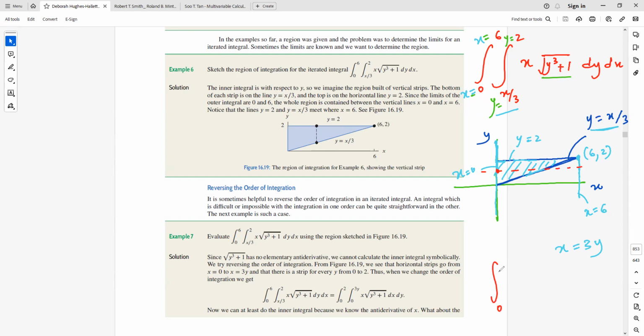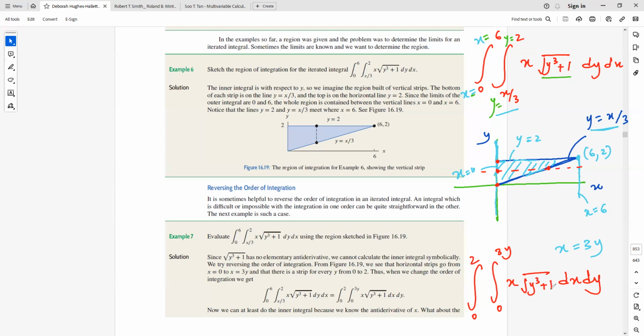So it's going from 0 to the uppermost limit of this region, which will be this function, y equals x over 3, which means x equals 3y. That will be x equals 3y, right? And then the outer limits will be the limits on the y-axis, that are from 0 to 2. So it's from 0 to 2, and now the function remains as it is, and the order of integration is now switched, right?